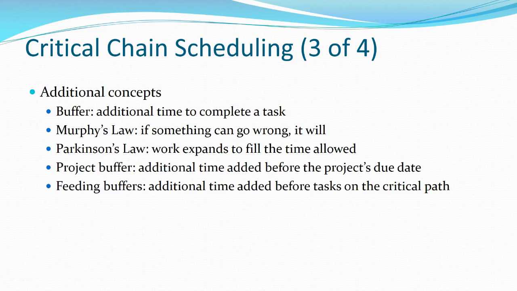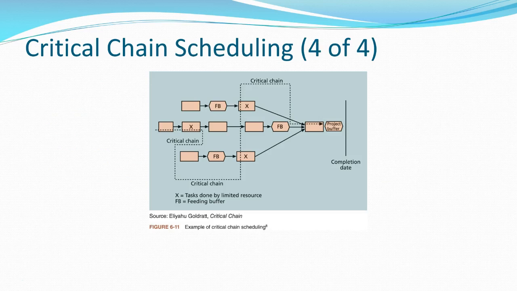Feeding buffers, in addition to that concept, means that we add those before the task on the critical path, meaning we want to make sure that we don't go any further than the required critical path, so we build in some contingency time. Here's a great example of critical chain scheduling in action. If you look here, the critical chain shows us what we actually need to get done. We've got the tasks that are delineated with X's that we do with limited resources, meaning we prioritize those and we get them done. And then we've also got the feeding buffer, the FB, which means those are areas in which we've built in extra time so that worst case scenario we can still hit the path that we've laid out for ourselves.